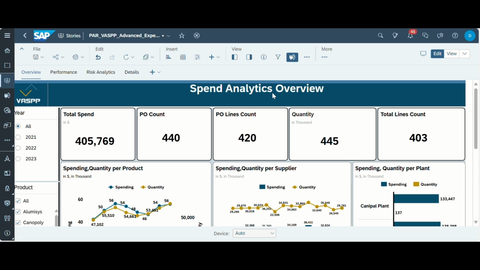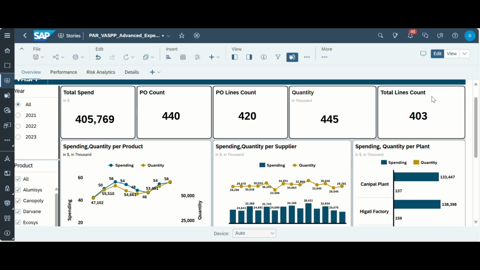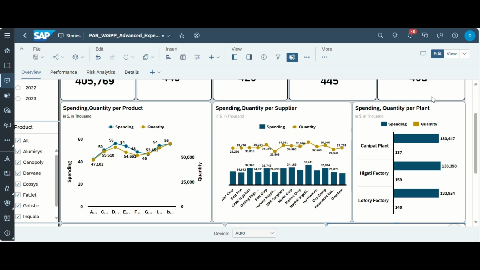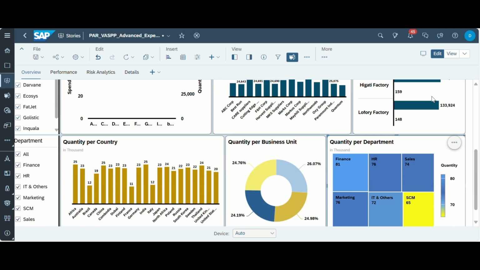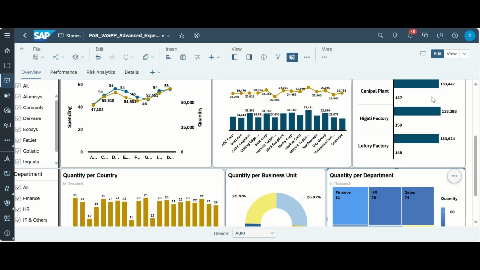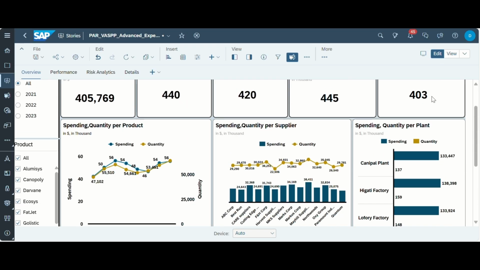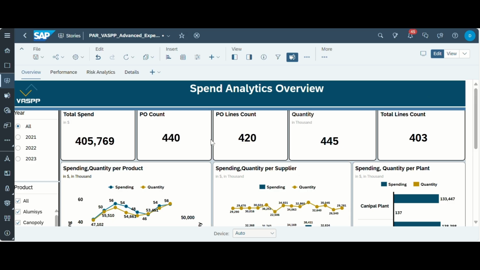This Spend Analytics dashboard provides a comprehensive, real-time view of your organization's procurement and spending activities. It is designed to help decision-makers like you monitor, analyze, and optimize spend across products, suppliers, departments, and geographies. Here's a breakdown of the dashboard and its key metrics. Let's begin with the high-level metrics that form the backbone of your Spend Analytics dashboard.